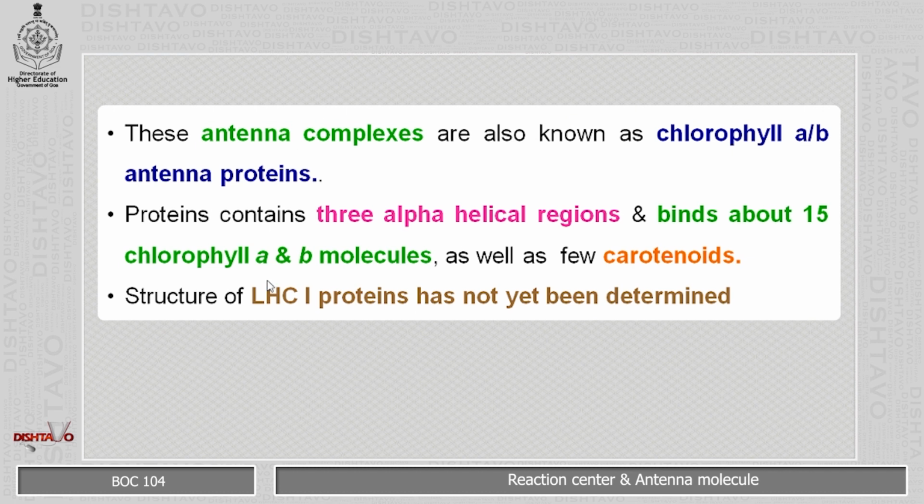The protein contains around 3 alpha helical regions which span the thylakoid membrane, and they bind around 15 chlorophyll A and B molecules as well as a few carotenoids. The structure of the light harvesting complex 1 protein is still under study.